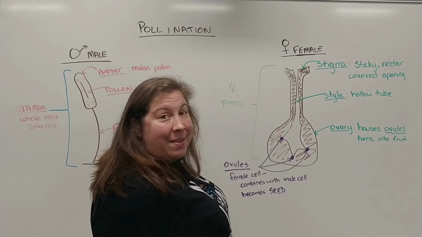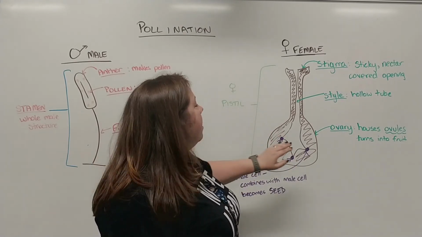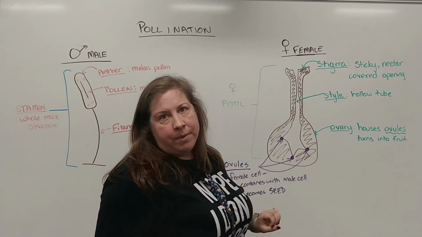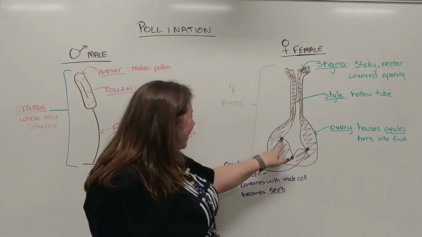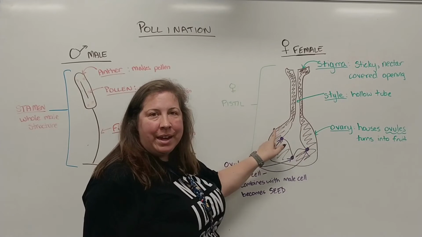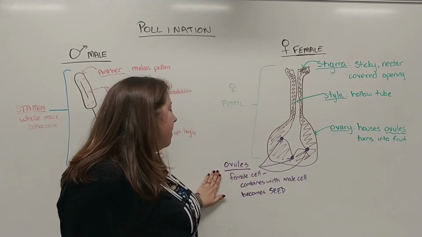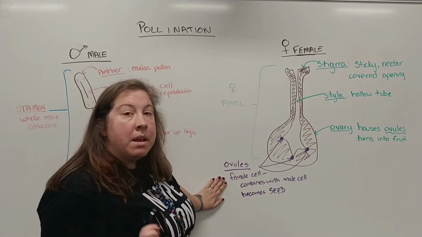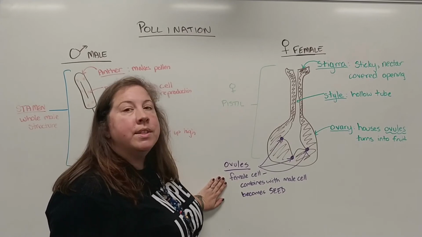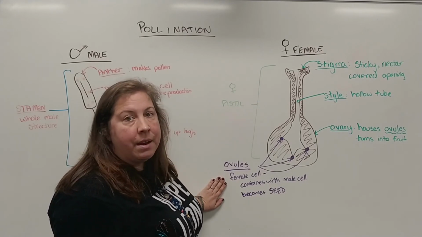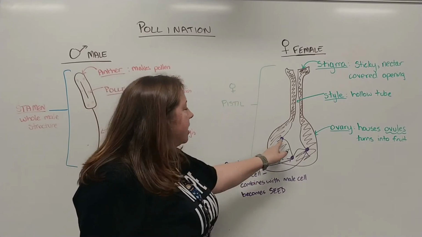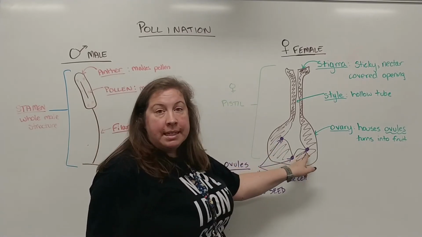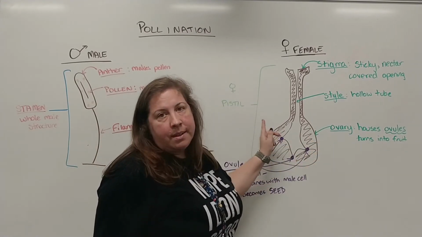And just like the anther produces a ton of pollen, the ovary has a lot of ovules, okay? These ovules are in little pockets down here in the ovary. And the ovules are the female cell. They combine with the male cell, and once the two combine, it forms a seed. So these tiny little ovules become seeds. The ovary becomes the fruit.